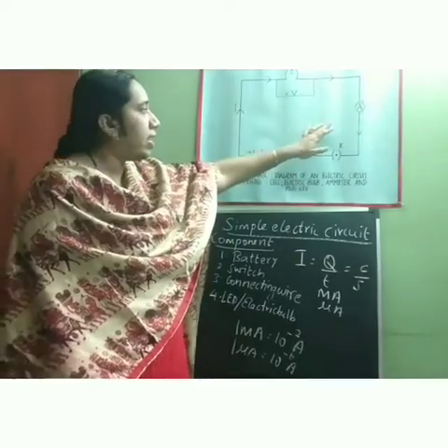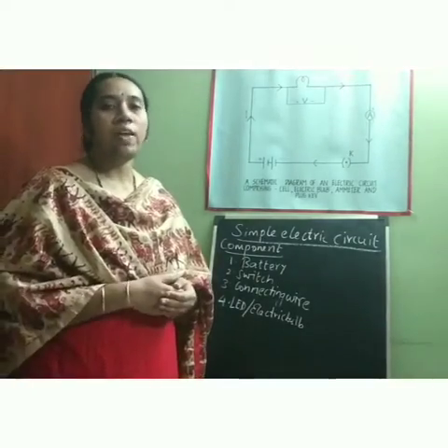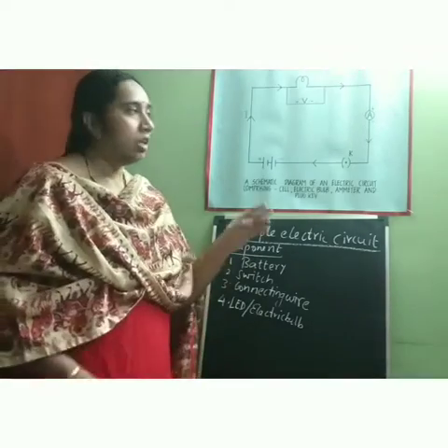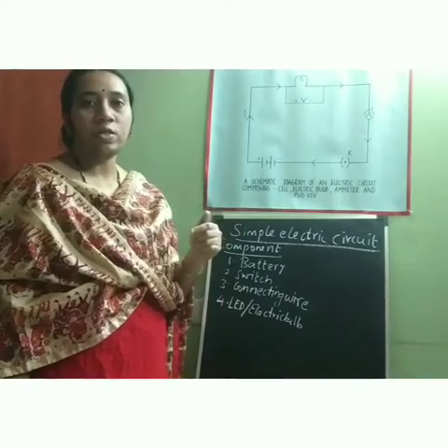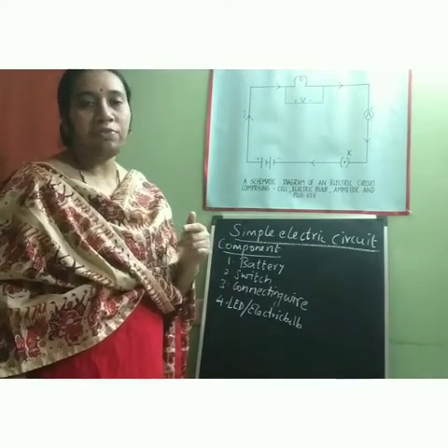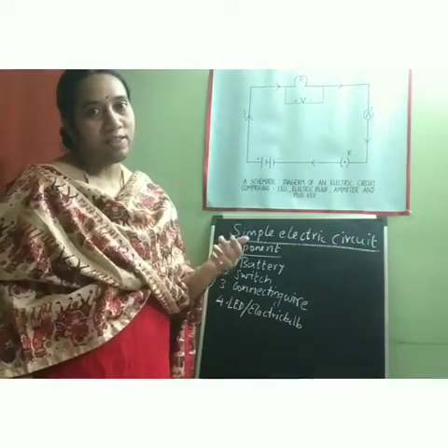An ammeter should always be connected in series to the circuit. So now we have come to a conclusion that the flow of electric charges inside the conductor will give rise to an electric current. But you should infer whether the flow of electric charges are positive charges or negative charges.